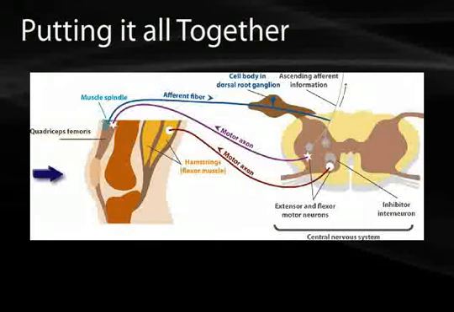In addition, a branch from that axon will synapse on an inhibitory interneuron to cause relaxation of the antagonist muscle, shown here as the hamstring, to allow relaxation and adequate extension of the knee in order to get that muscle back to its original length. This is a monosynaptic deep tendon reflex.